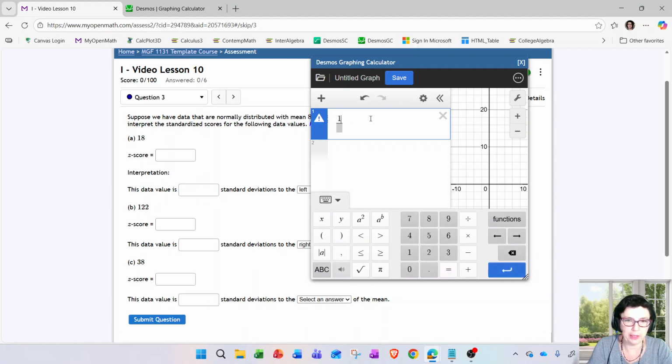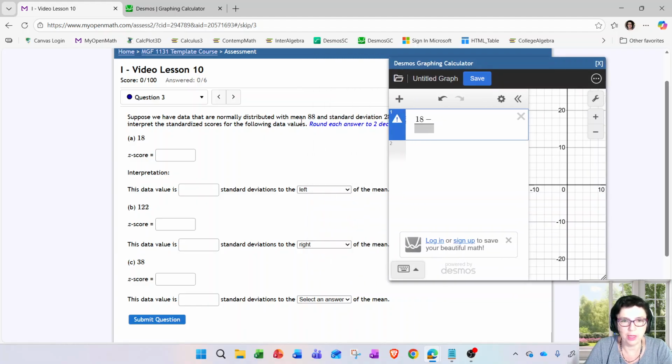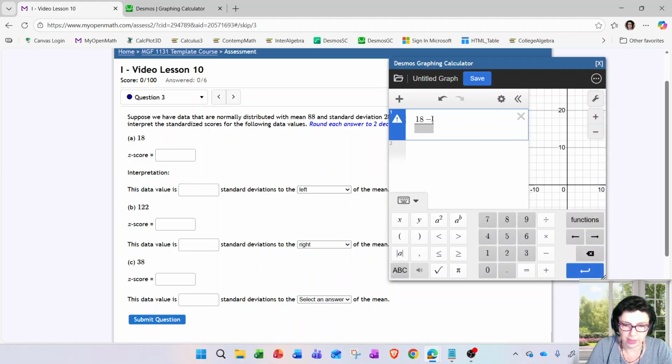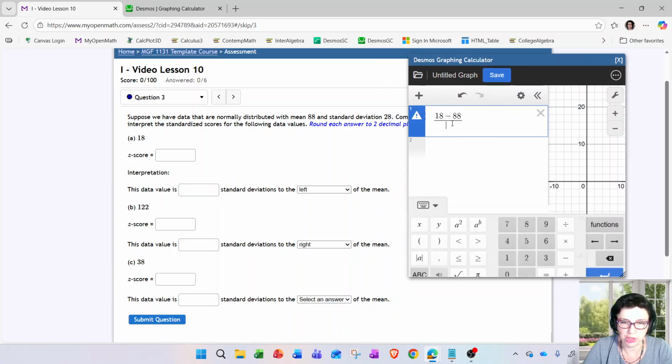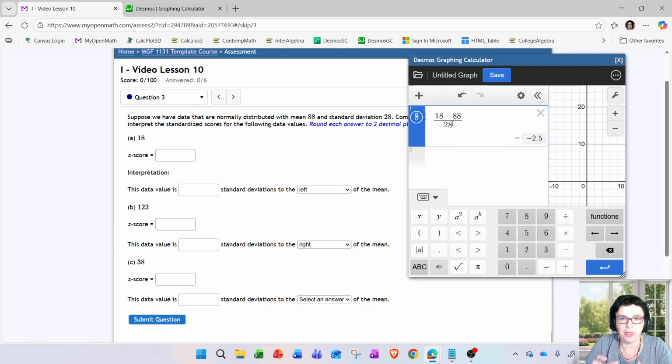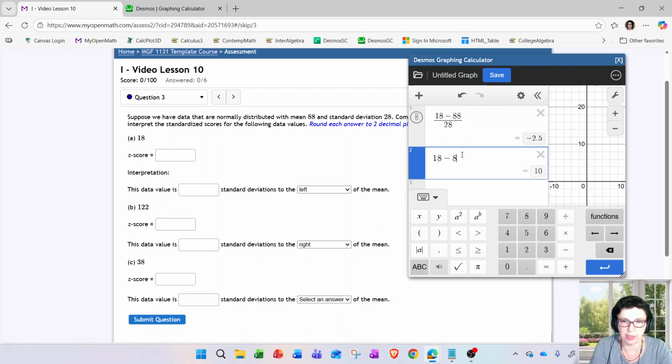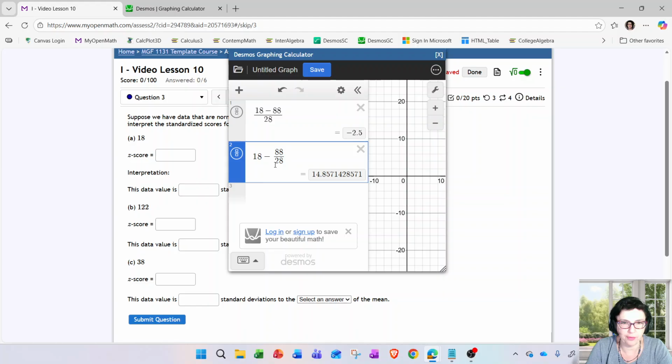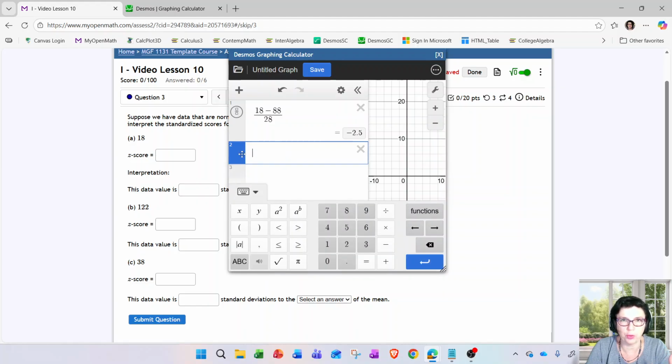So you're going to type 18. Then you're going to subtract the mean. And the mean in this case is 88. So that's going to go on the top in the numerator. And on the bottom, you're going to put the standard deviation. So it's very important that the standard deviation is by itself on the bottom and the difference is on the top. Because sometimes people put this, and that's wrong, because only 88 is divided by 28. So you want to click on the slash first to make it a fraction.